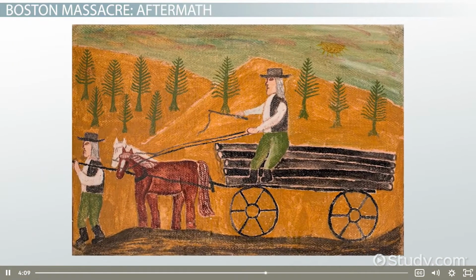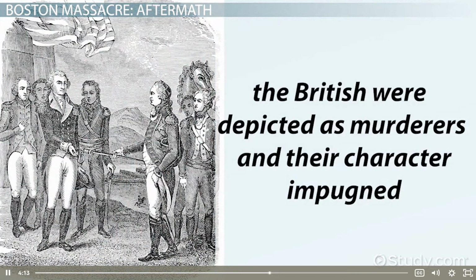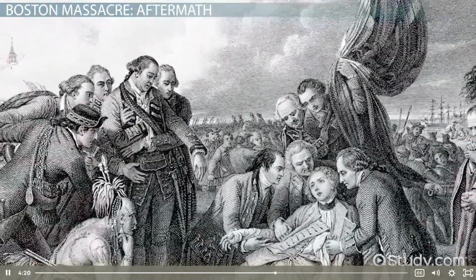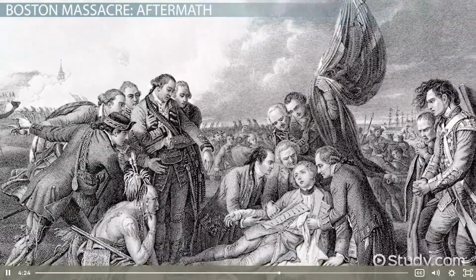The aftermath of the Boston Massacre was a boon for revolutionary propagandists, like Paul Revere. Instead of quelling the colonists, it invigorated them. The British were depicted as murderers, and their character impugned, while colonists were portrayed as the exact opposite. The fact that both sides were probably equally guilty in the event did not seem to have any impact.